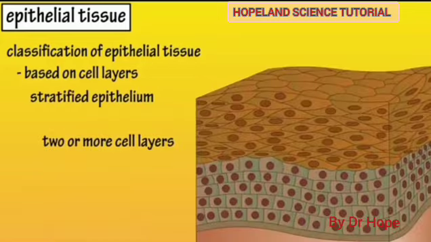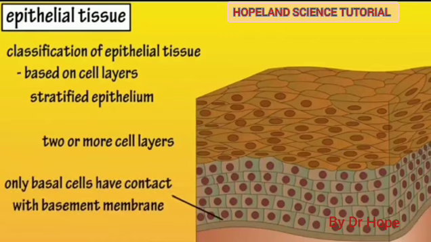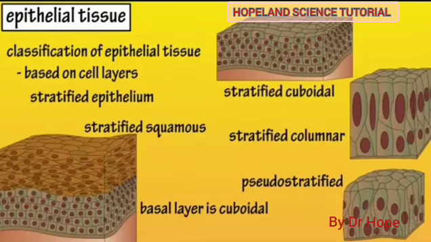Stratified epithelium have two or more layers of cells. Only the deepest basal layer cells have direct contact with the basement membrane, and their formation looks like a brick wall. This formation provides better structural support and protection from wear or tear. Again, there are stratified squamous, stratified cuboidal, and stratified columnar epithelium. And pseudostratified epithelium is comprised of pseudostratified cells we discussed earlier.